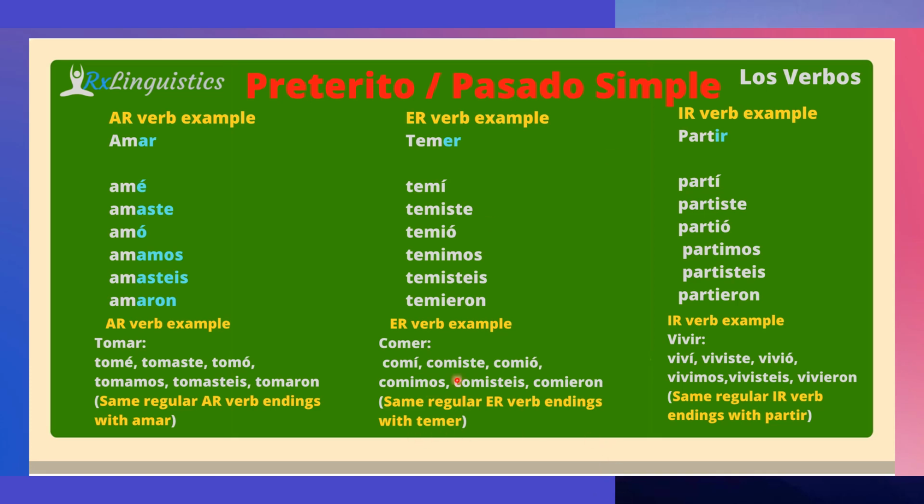And then you have the same thing for comer. Partí, partiste, partió, partimos, partisteis, partieron. And you have the same thing for vivir. So knowing one of these verbs is knowing the other. So you can use either of them as a model of the other.